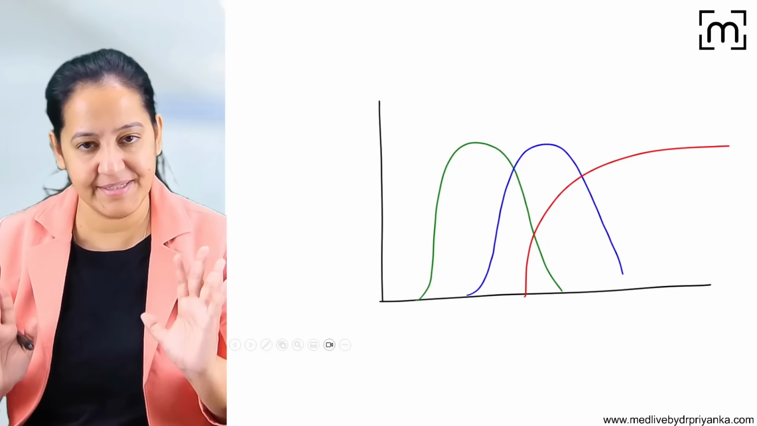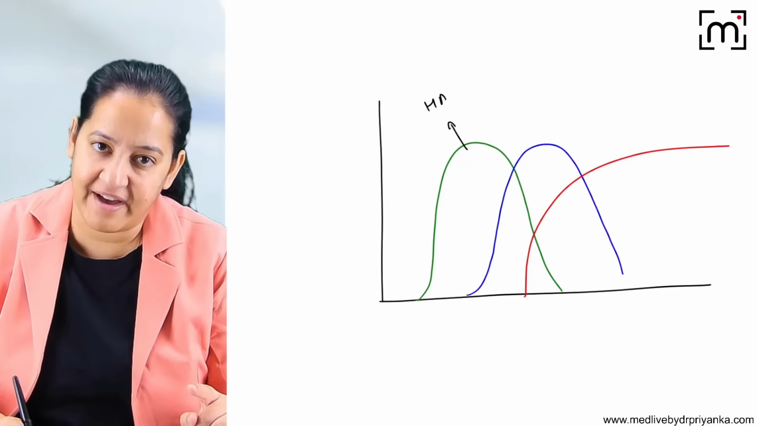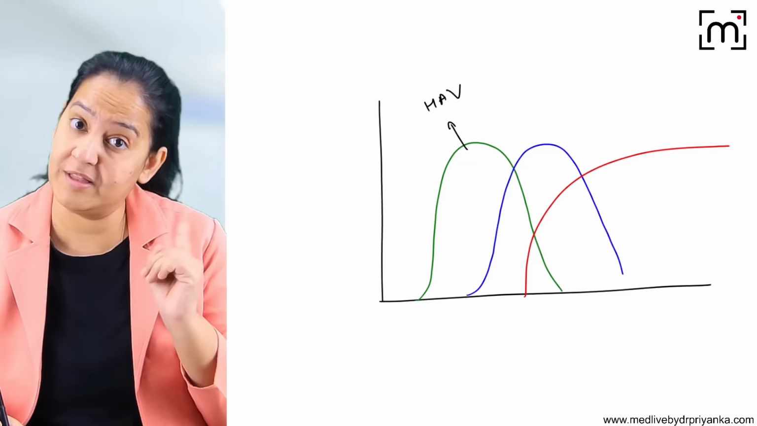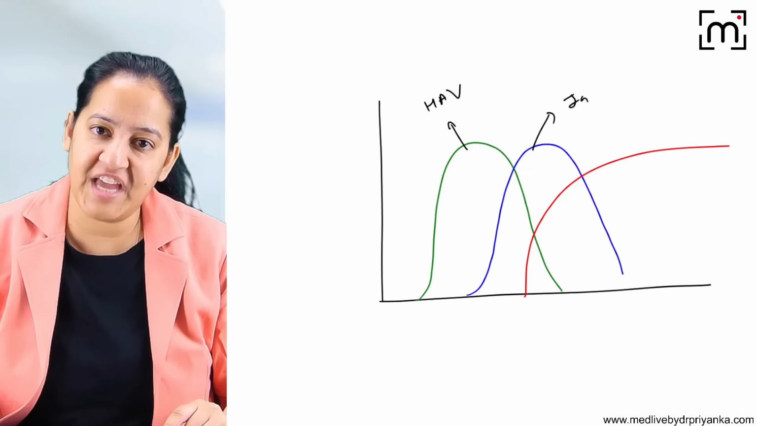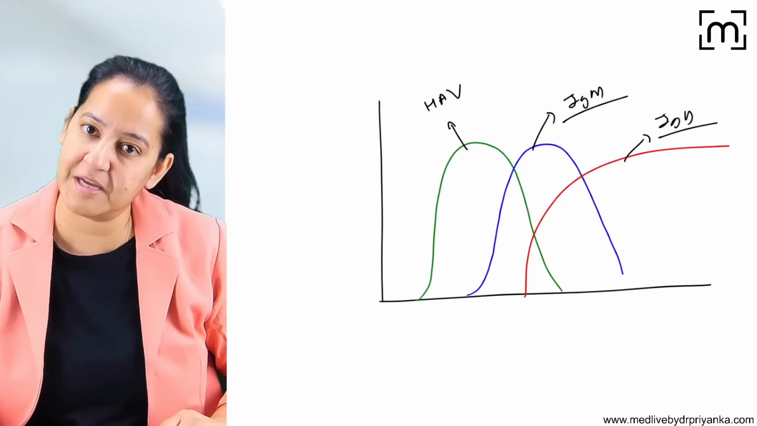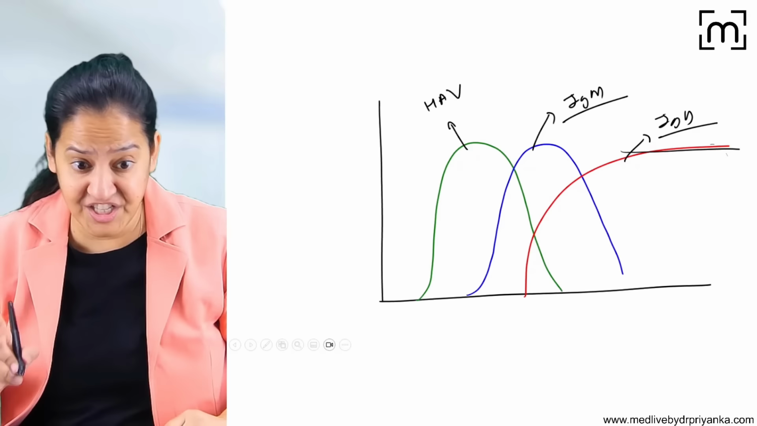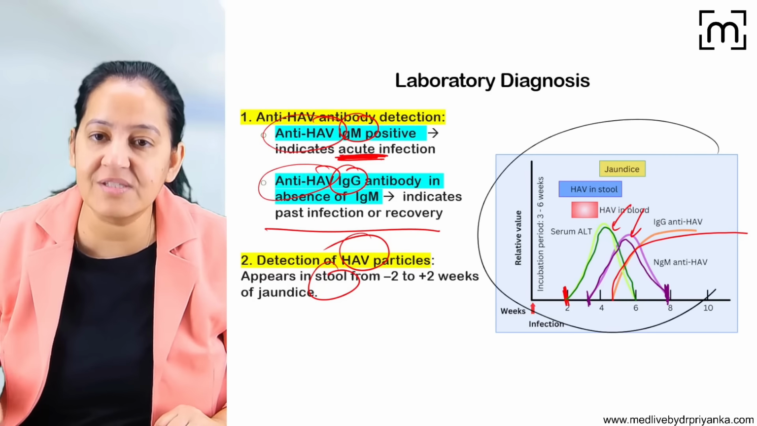So just label them. How will we do it? First the hepatitis A virus will come in the blood, and in the stools also, in the blood as well as stools. This is the IgM antibody and this is the IgG antibody. This represents recent infection, this represents past infection, and it is forever. It will never touch the baseline again. So this is how you have to draw this graph and label it.